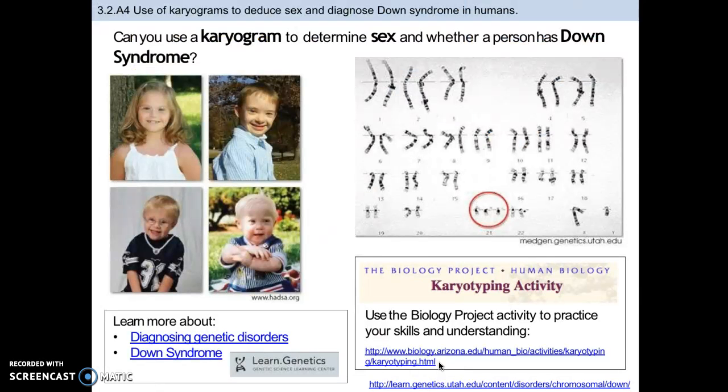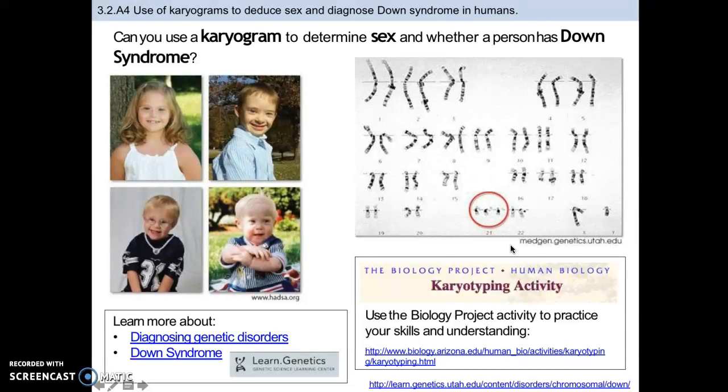Okay. A4 is karyograms. See, I told you we'd come back to this. So this is really about looking at karyograms to deduce sex and any possible diseases. The biggest one that IB wants you to know is Down syndrome. So can you use a karyogram to determine sex and whether a person has Down syndrome? Well, we already did this in class, so just a quick review: you can identify Down syndrome by looking at chromosome 21. Down syndrome is caused by trisomy 21, which is where you have a 3rd chromosome, where you should just have 2.